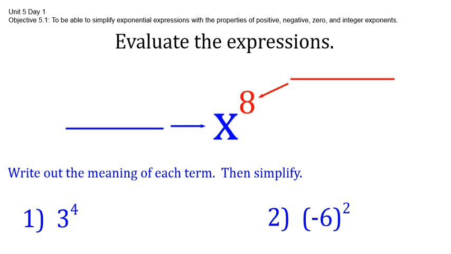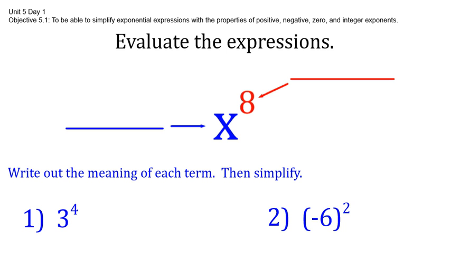Today we're going to be working on simplifying exponential expressions with different properties of positive, negative, zero, and integer exponents. So let's think about what we've done before in the past. We're talking about exponents. Here we've got x to the eighth. We have to think about, well, what does this mean for us? And so this is going back to vocabulary.